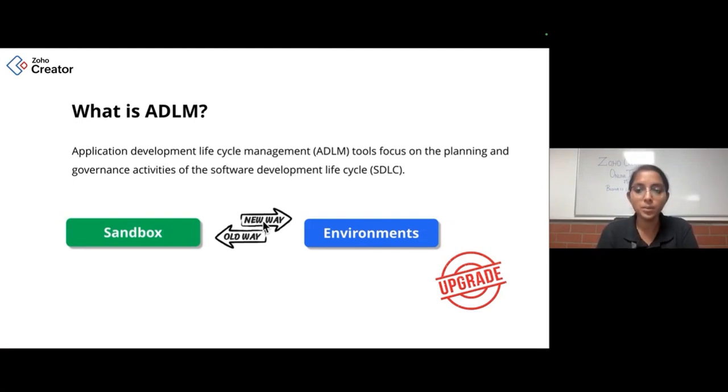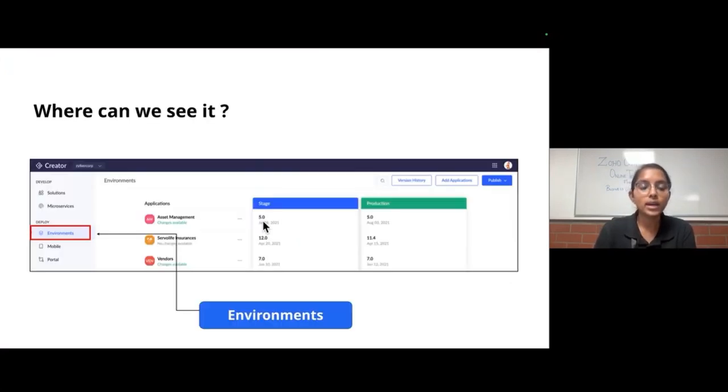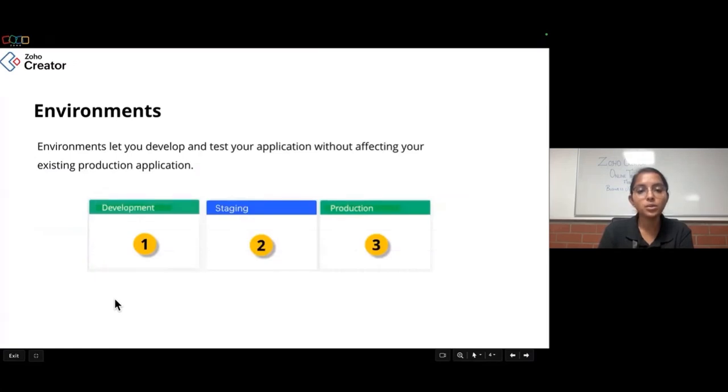Here in the ADLM concept, we have the overall application lifecycle management done throughout this application development process. In the C5 version, we had something called sandbox, and now we have introduced environments for performing this action, where we have multiple stages available through which you can perform the testing as well. Where can these environments be visible? Once you enter your dashboard, under Deploy you will be able to view the environments. As I previously mentioned, you will have multiple stages: development, staging, and production.